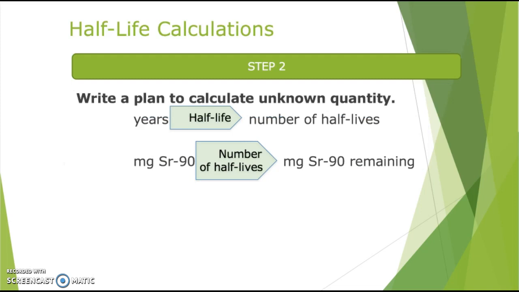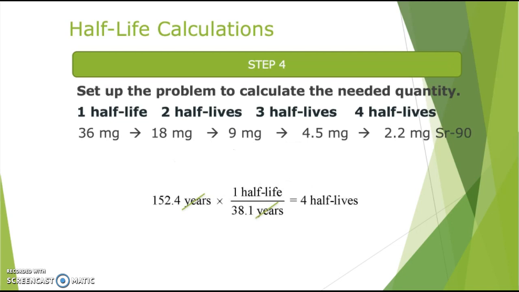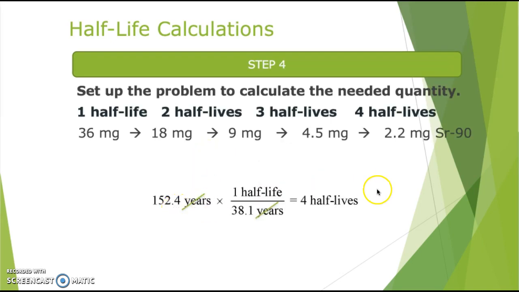So taking a look at our given and unknown, let's go ahead and set up a plan. Well, from the number of years, I can convert that to half-lives. That's going to help us some way, you'll see. And then milligrams of Sr-90, I need to convert to milligrams remaining. How do I do that? If I know that one half-life equals 38.1 years, then 152.4 years, how many half-lives is that? So I use this conversion factor to convert years to half-lives. So this is a representation of 4 half-lives.